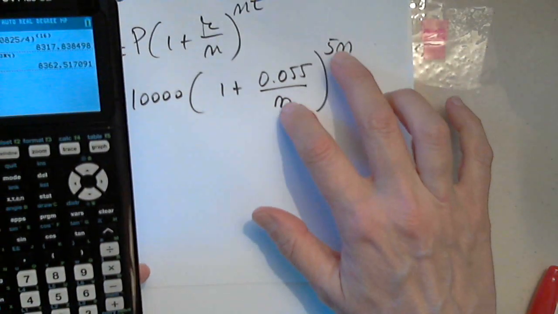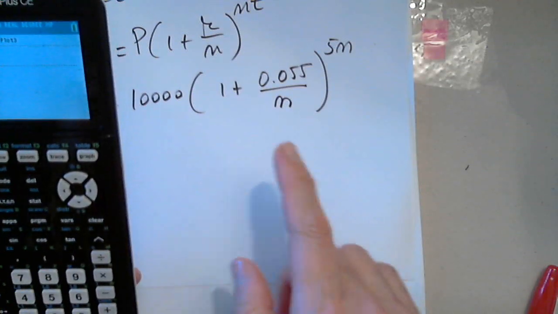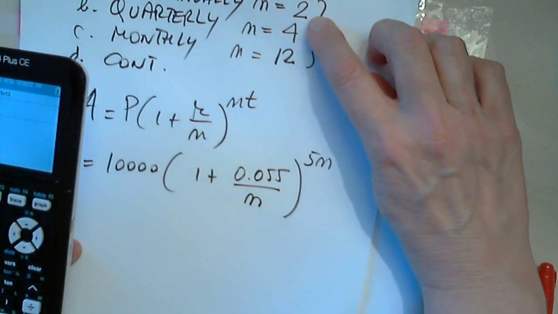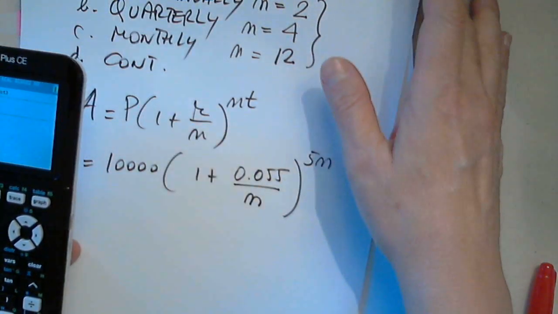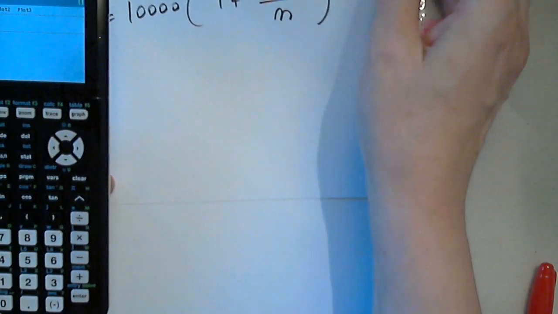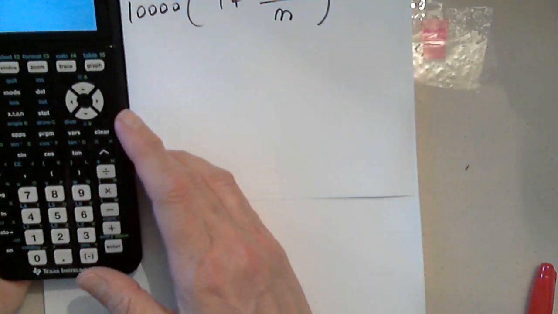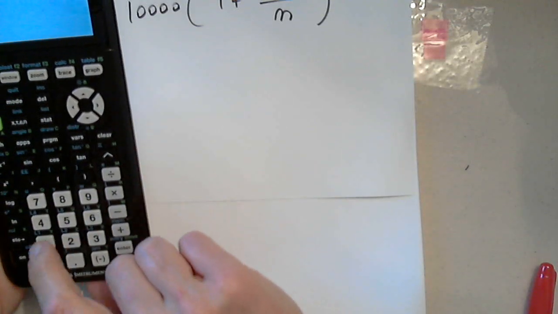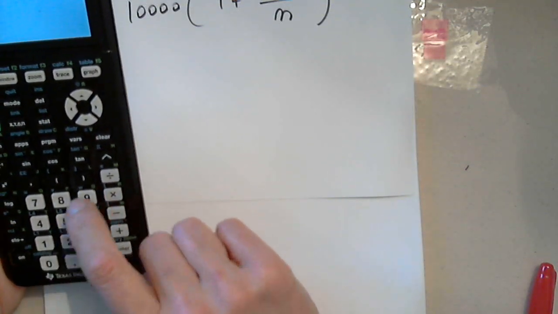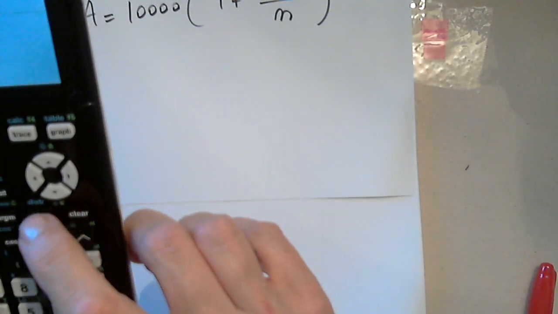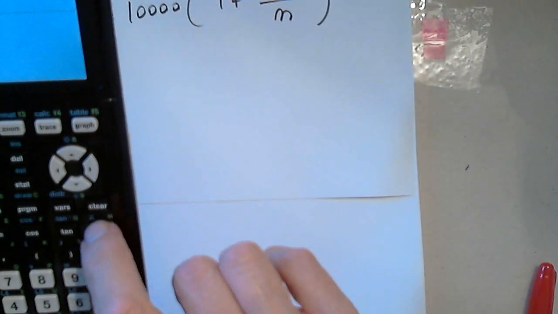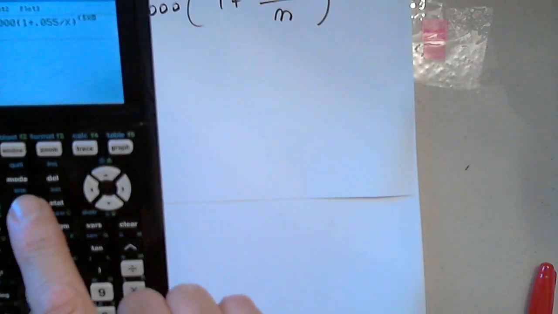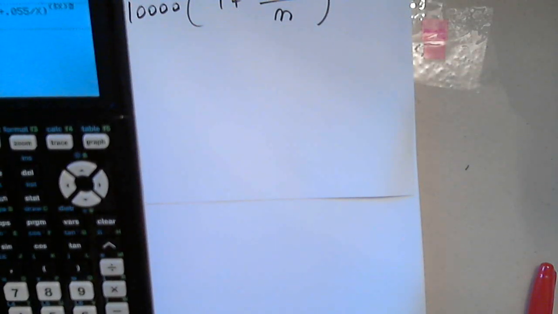I don't have n in the calculator, so I'm going to plug in x. And then I'm going to replace x by 2, and then 4, and then 12, and get all the answers at once. Or you just repeat the operation 3 times. So 10,000, in parentheses, 1 plus 0.055 divided by x. Let me know if you cannot see. N power, in parentheses, 5x, and close the parenthesis.